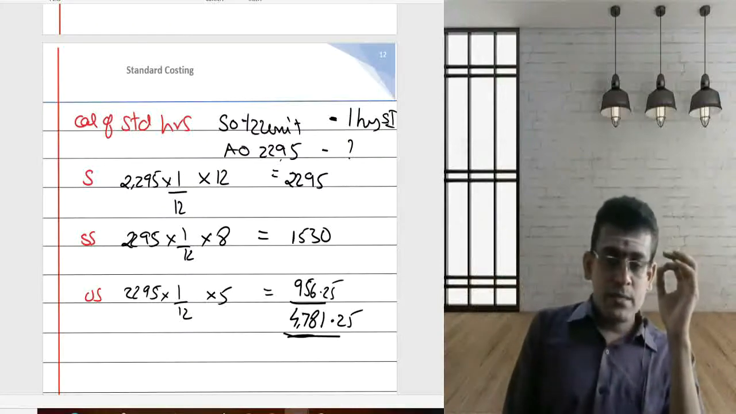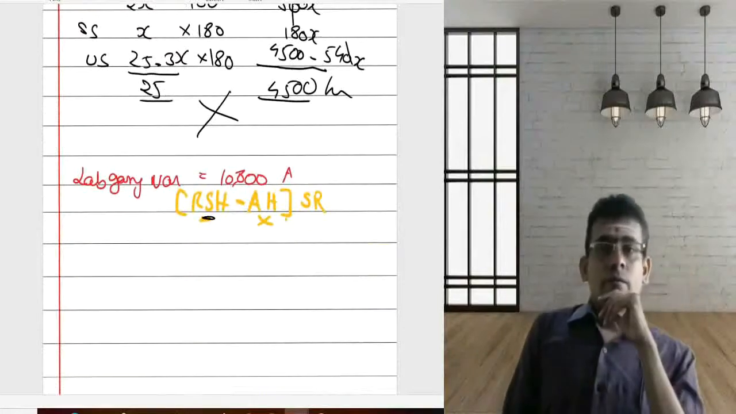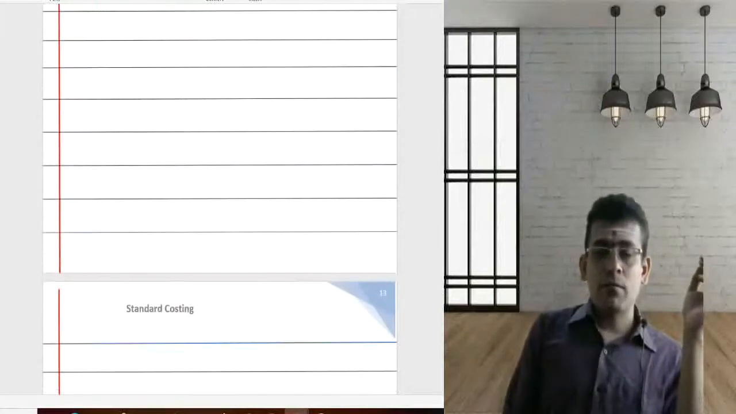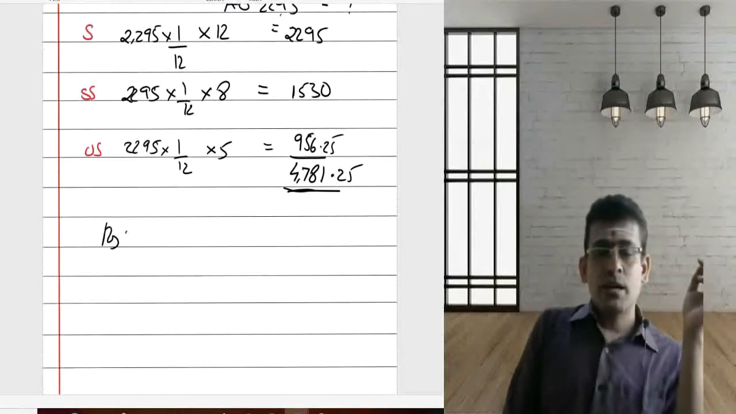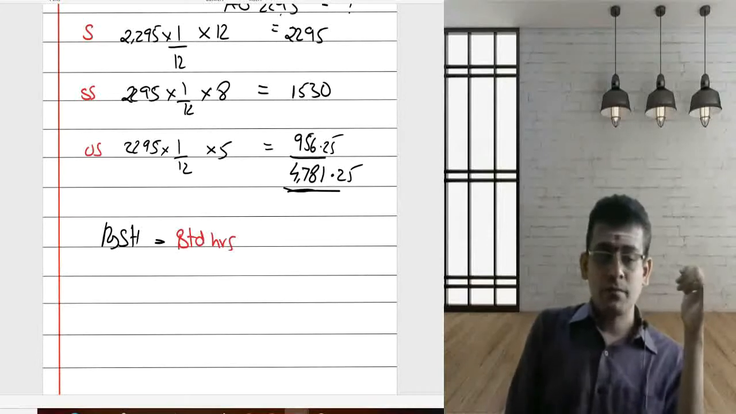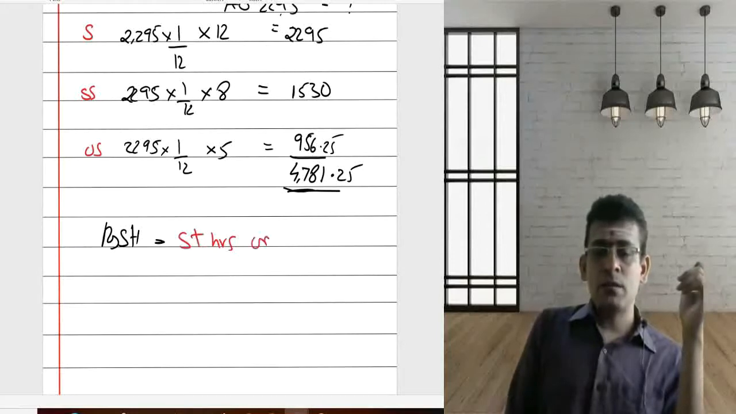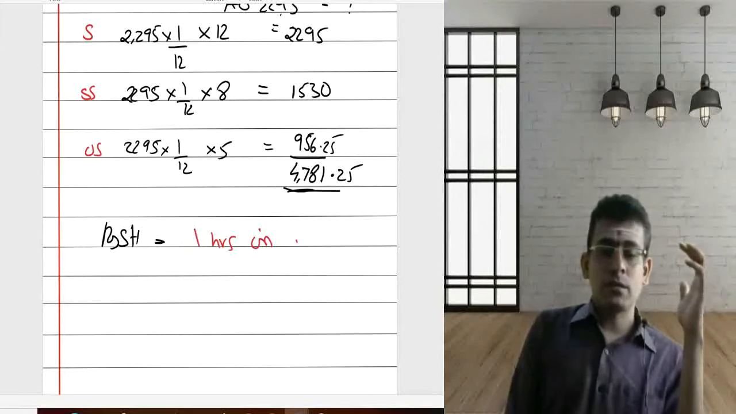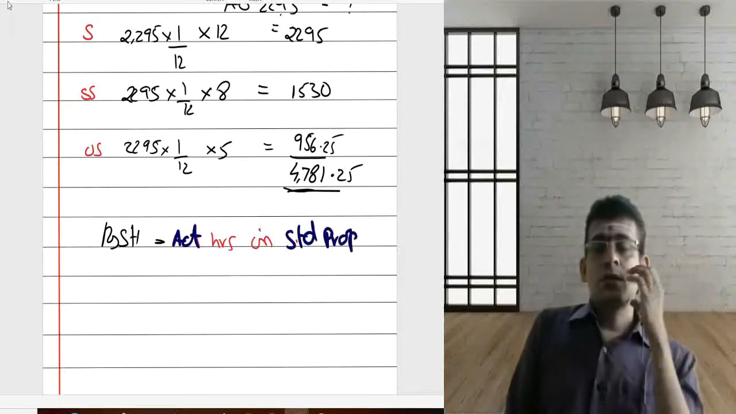Now, your basic objective of doing this is nothing but to ascertain revised standard hours. So if you calculate your revised standard hours, how do we calculate it? What is the meaning of revised standard hours? It is nothing but actual hours in standard proportion. So I need to consider actual hours in what? Standard proportion.